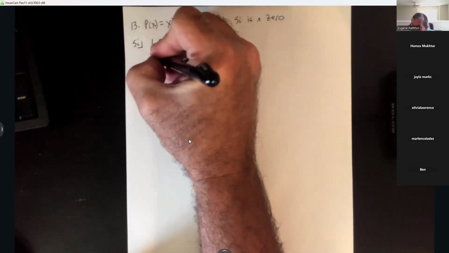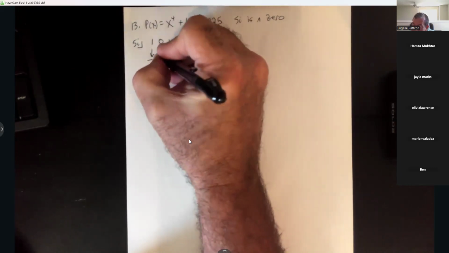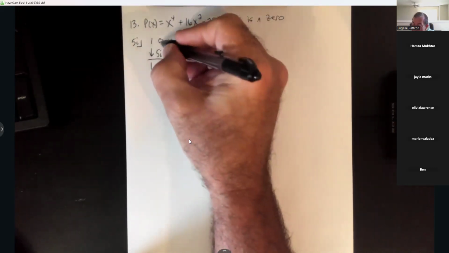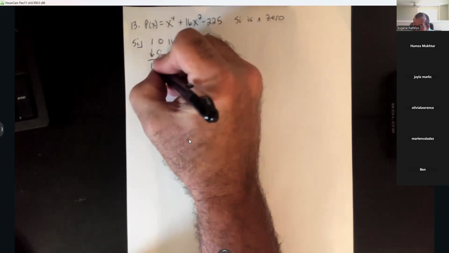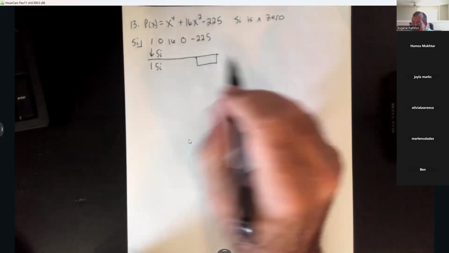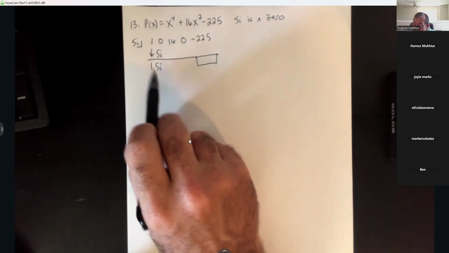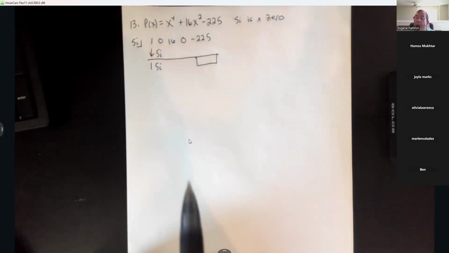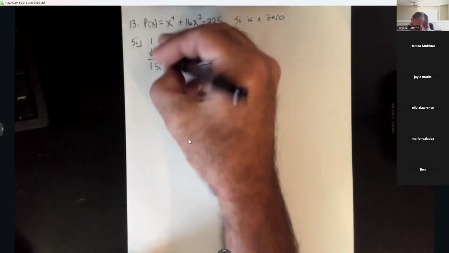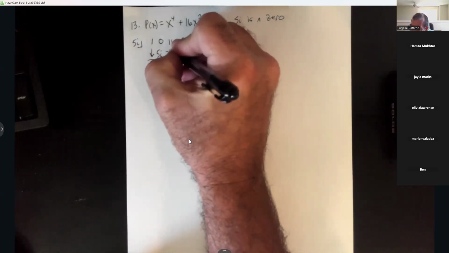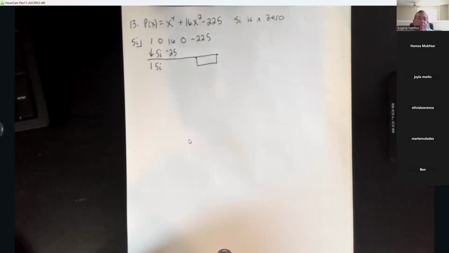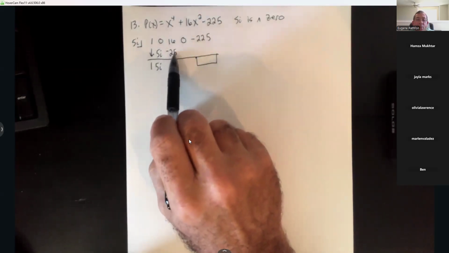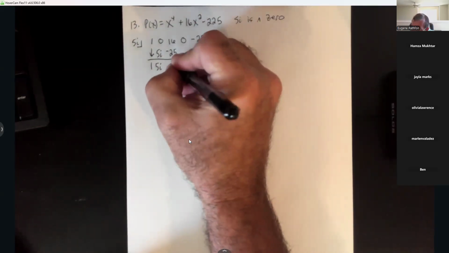So, y'all, we bring down our 1. 1 times 5i is 5i. 0 plus 5i is 5i. Now, 5i times 5i is 25i². But remember, i² equals negative 1, so that's really 25 times negative 1, which is negative 25. All right, 16 and negative 25 is negative 9.